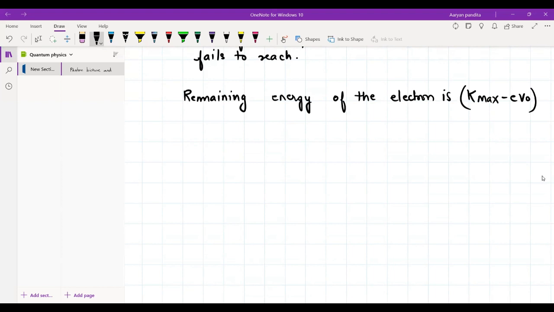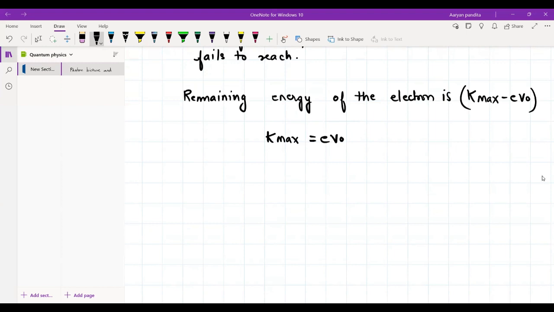Now we are looking for the situation in which even the electron with maximum kinetic energy fails. So obviously all of its kinetic energy would have been consumed into the potential energy, and therefore it does not have any further kinetic energy to reach the anode. And what would be the condition for that? The maximum kinetic energy becomes exactly equal to the potential energy. So this is the situation in which the electron with maximum kinetic energy fails to reach the anode.